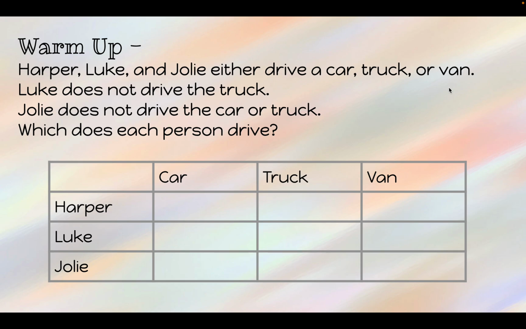Harper, Luke, and Jolie either drive a car, truck, or van. Luke does not drive the truck. Jolie does not drive the car or the truck. Which does each person drive? So I want you to look really carefully because there's one person that's totally given away if you reread. And then you should be able to figure out what the other ones are.